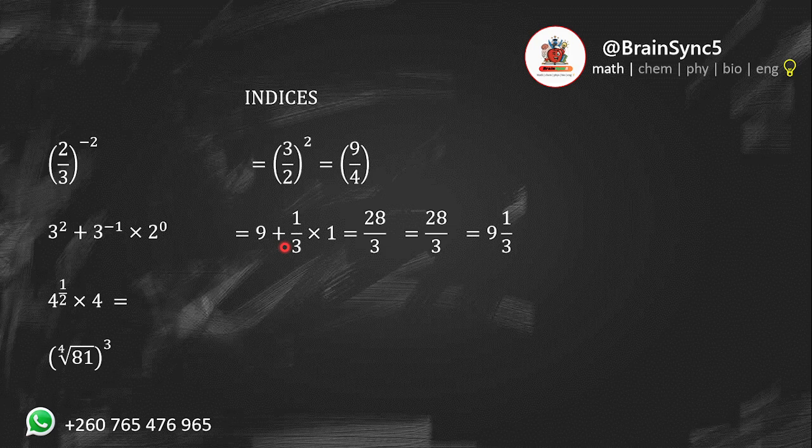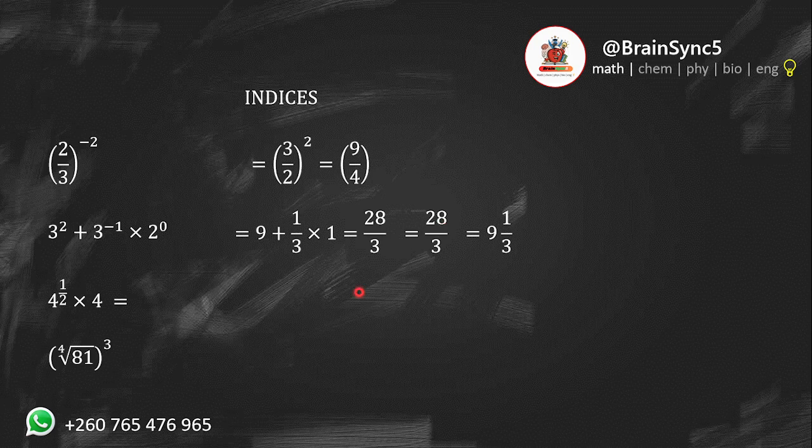So 28 over 3, you can make it 9 and 1 over 3, something like that. You understand it? Yeah, let's try to move on to the next one.